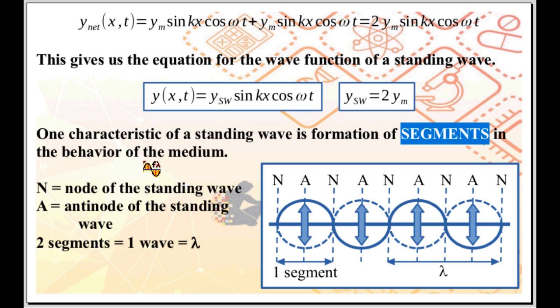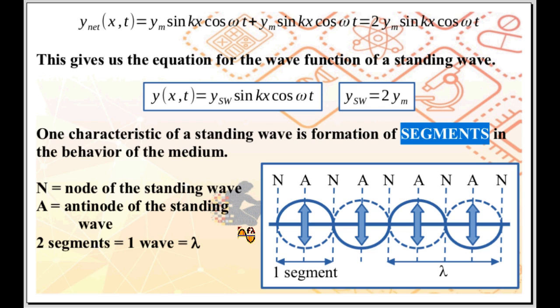So again, the medium is basically divided into segments when you have a standing wave in the medium, and each segment is vibrating back and forth. There is motion, but the motion is not along the x-axis. As far as the x-axis is concerned, you have a stationary wave. You have a standing wave.